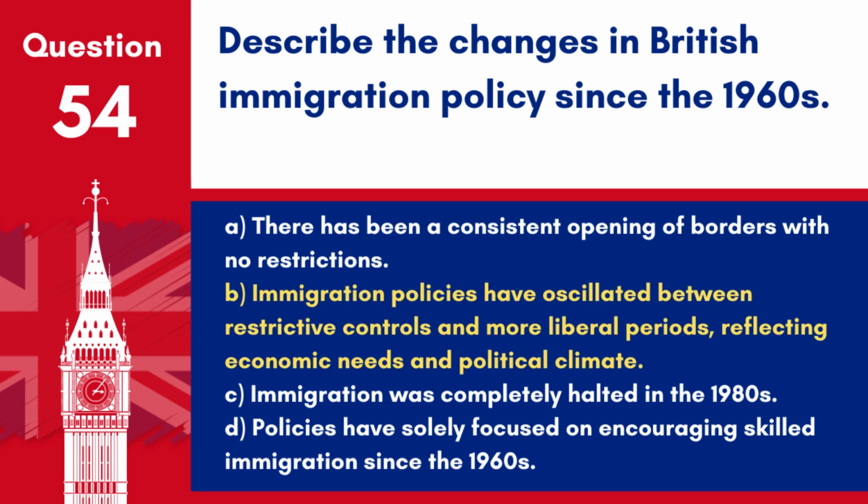Answer. B. Immigration policies have oscillated between restrictive controls and more liberal periods, reflecting economic needs and political climate. Changes in immigration policy over the decades have mirrored broader social, economic, and political trends, from more open policies in the late 20th century to tighter controls in recent years.